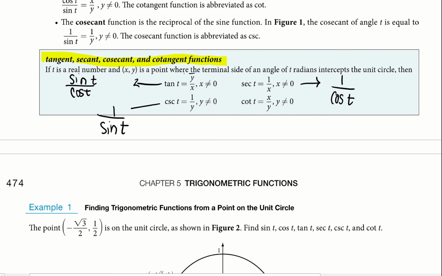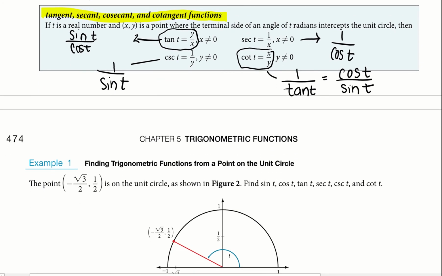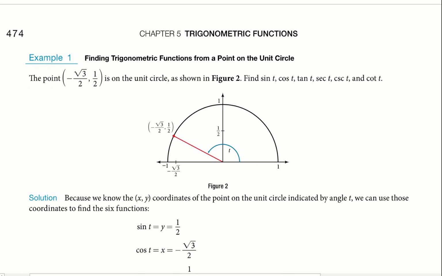And notice that tangent and cotangent are reciprocals of each other. So cotangent is actually 1 over tangent, which is actually cosine over sine. And that's very important. So now we have all 6 trigonometric functions. There will be others, but as of now, we're just going to focus on these 6.